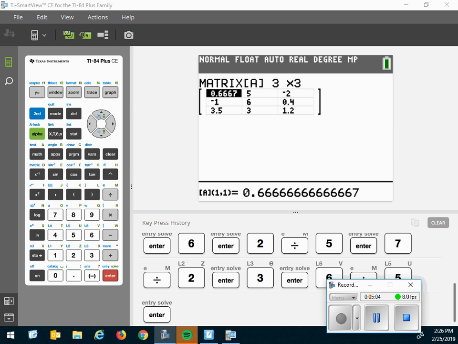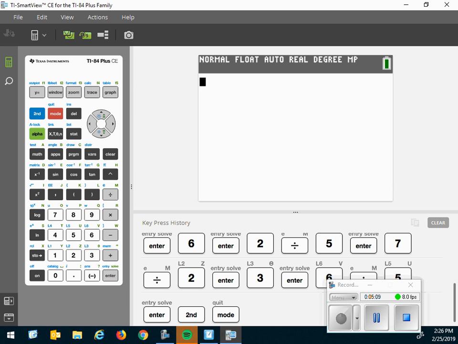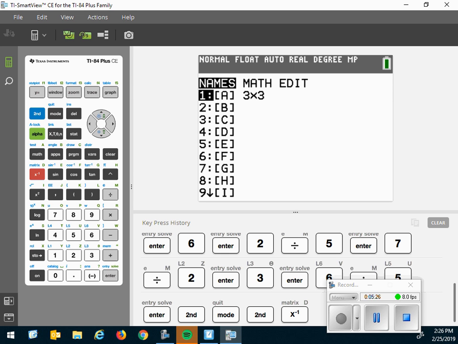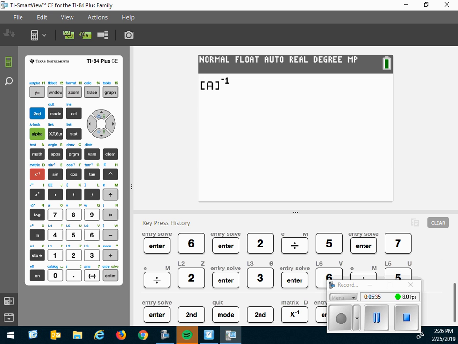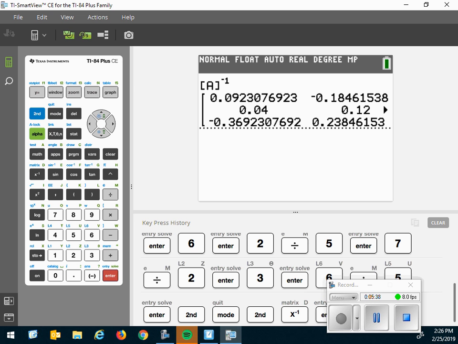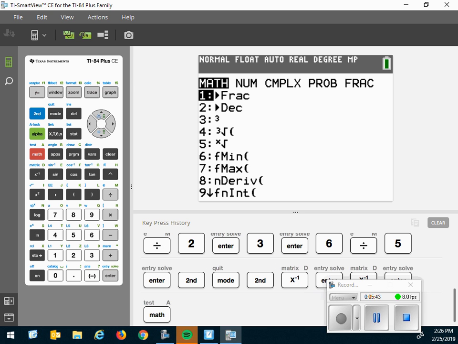Does everybody have this? Yes. Okay. Second quit. Now, we're wanting to find the inverse. You see this button right here that says x to the negative 1? Now, don't do that first. Go back to matrix and go to names, because what matrix do I want to take the inverse of? I want to take the inverse of matrix A. So A, then that key, and hit enter. That's ugly. And then math, then math, option 1 or enter.